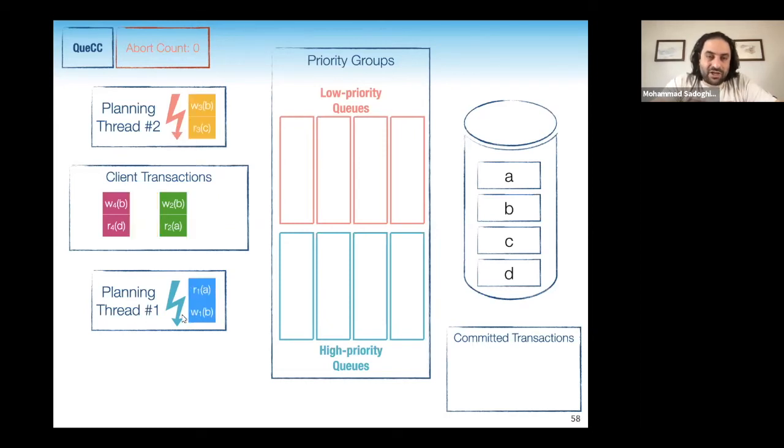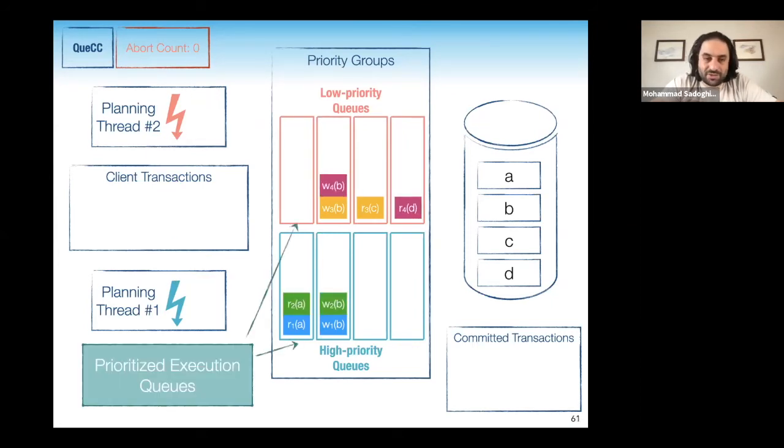So we can just randomly assign transactions to each planner thread. Each planner thread looks at the first transaction: this one is reading A, this is writing B. So they simply put it in there, reading A, writing B. This one is writing B, reading C. They simply put it into the corresponding queue for that range. Then they grab another transaction, and they simply add those operations.